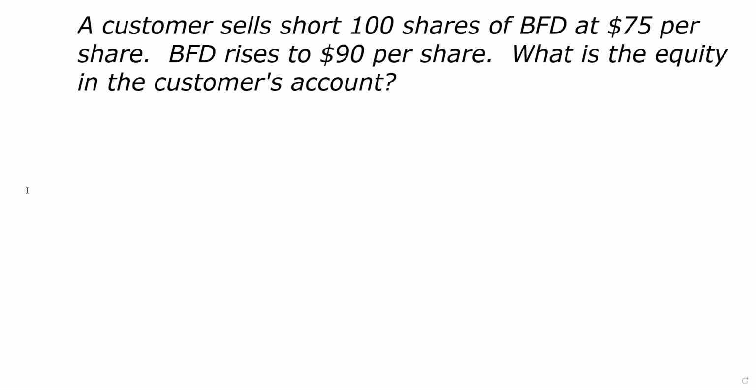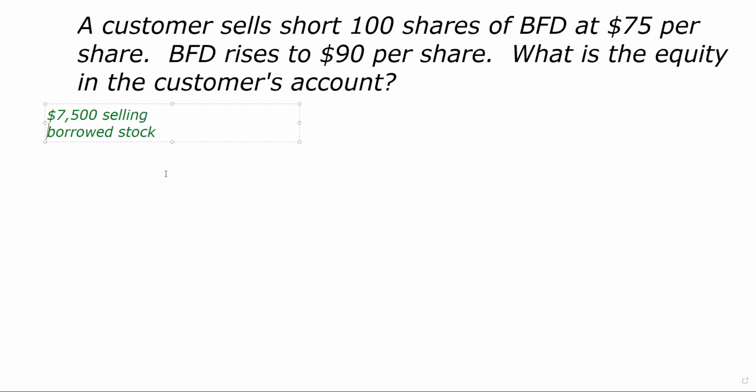All right, so in terms of our initial setup, we're going to get $7,500 from selling the borrowed stock. And then remember, Reg T says that you have to put half of that up. You initially got to be at risk for half. So half of 7,500 is 3,750.